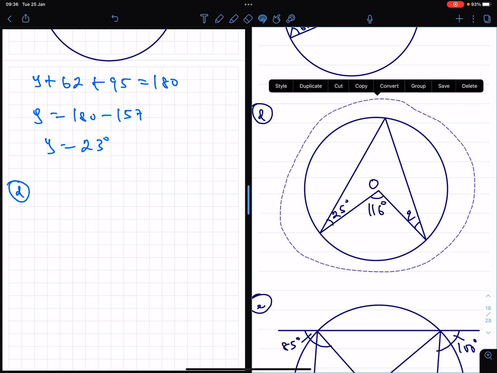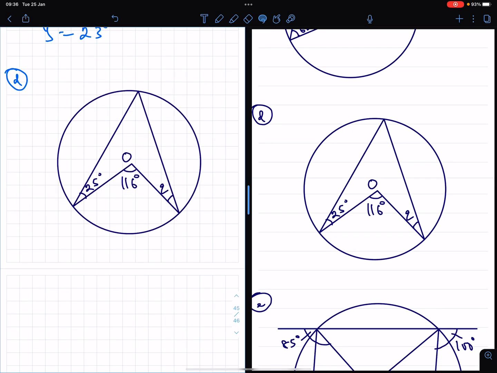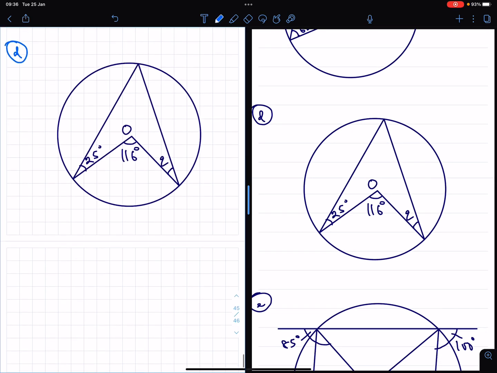Question D. This is D. How do we find angle Q? If this is 116 degrees, then this will be half of 116 degrees, which is 58 degrees. Angle at center is twice angle at circumference, so that means angle at circumference is half of angle at center.